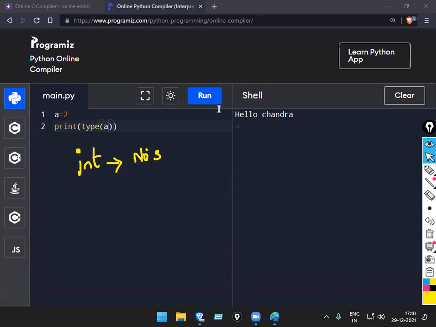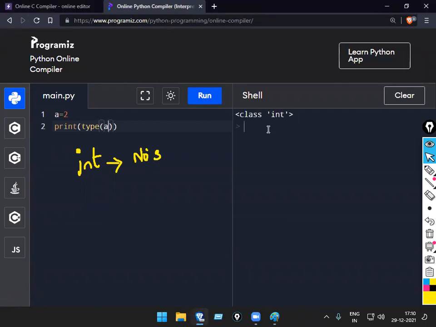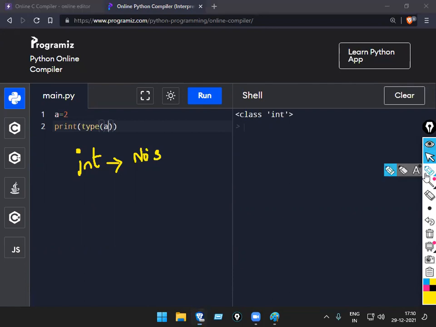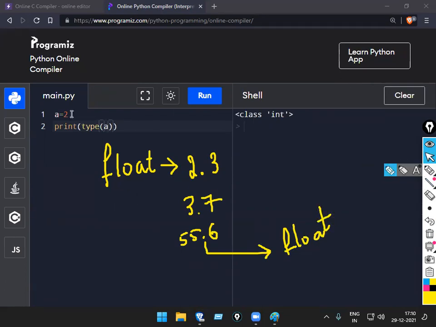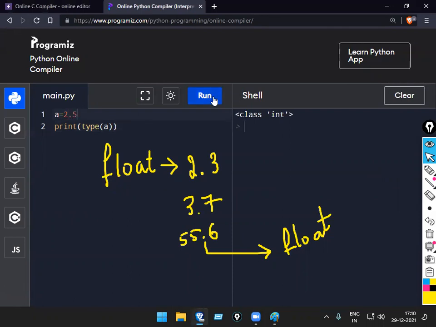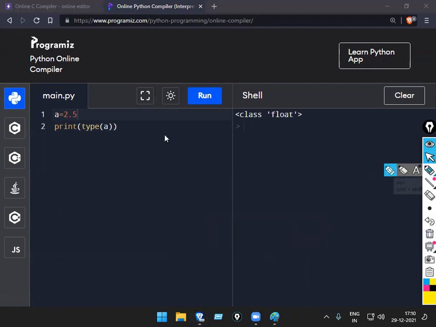Now if I run this program, what type is it now? Int type. What is the meaning of float? Float will contain values with a decimal point, for example 2.3, 3.7, 55.3, 55.6. Where you see this point, it is called float. Now run this code again. I'll pass 2.5 now. What type is it now? Float. These are all called data types: int, float.